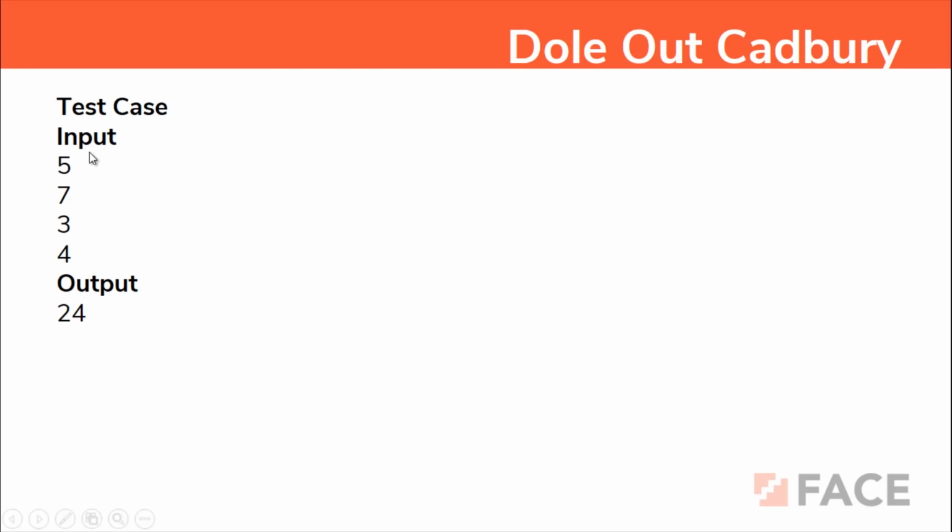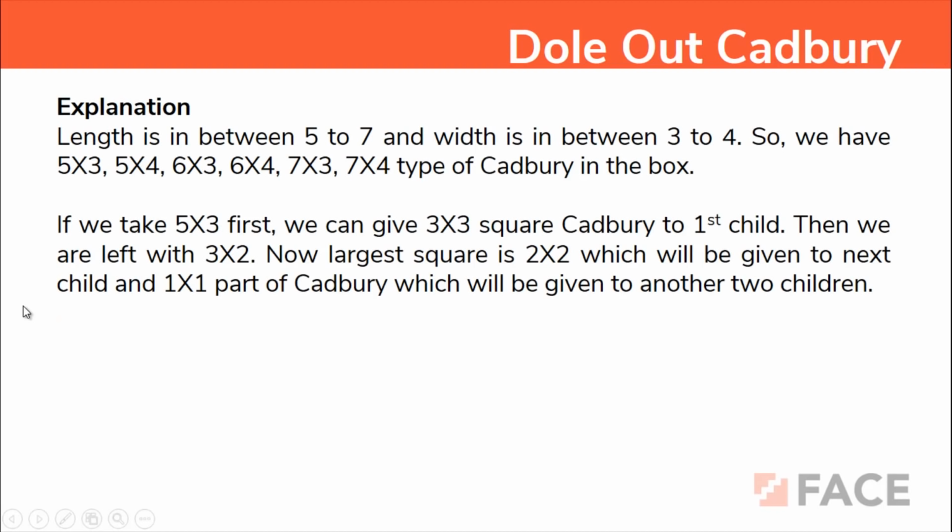Now we have a sample test case where the length of the Cadbury can be from 5 to 7 and the breadth from 3 to 4 units. Here they say there are 24 children who might get the Cadbury. Let me explain how it is correct. What is the first possible combination? 5 cross 3. If the length is 5 centimeter and the breadth is 3, then there are totally 15 chocolate pieces inside the bar.